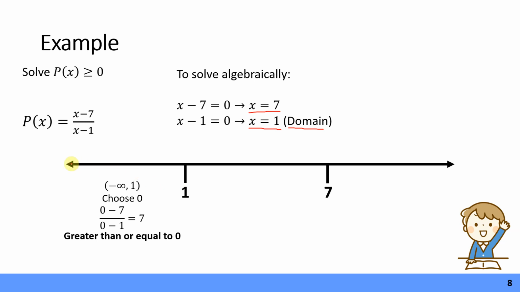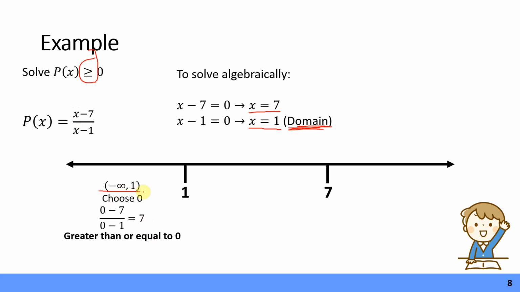So my first interval is going to be from negative infinity to 1. And again, I know this symbol means we're going to use a bracket, but when we're dealing with rationals, whatever number came from the denominator has to have a parentheses. So from negative infinity to 1, I chose the number 0, and I put it in the original equation. So I put a 0 on the numerator, 0 on the denominator, and end up with positive 7, which is greater than or equal to 0, because remember, that's what we're looking for.